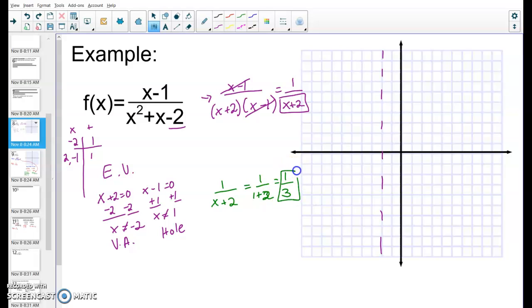and whatever value you get is going to be the y value for the hole. So we have a hole at 1, 1/3. So we're going to plot that as well. 1/3 is going to be right around there.